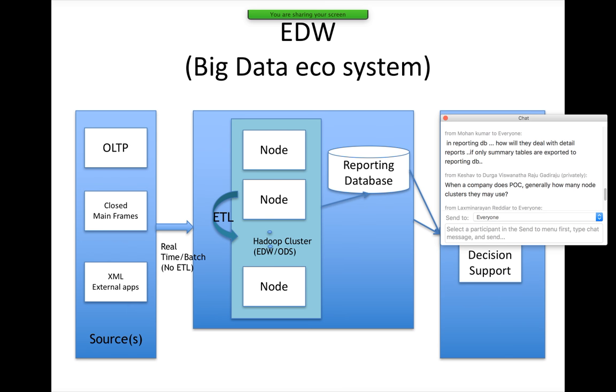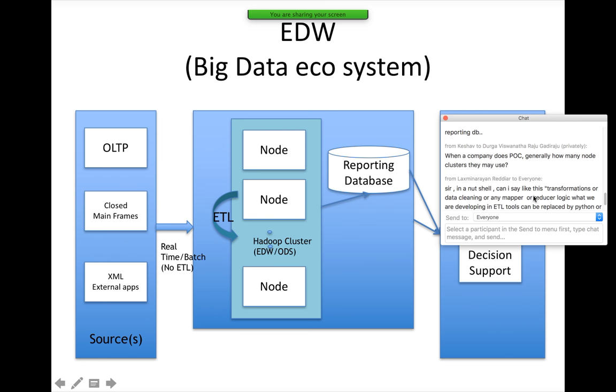Okay. Again, let's not get into that. When a company does a POC, generally how many node clusters may they use? Okay, yeah, this is a valid question. Typically, we start with a 9 node cluster, and then eventually we will add more depending upon the requirement. In some cases, some POCs might not be able to be delivered in a 9 node cluster, but typically it will be a 9 node cluster.